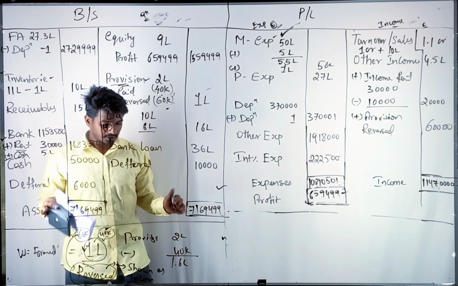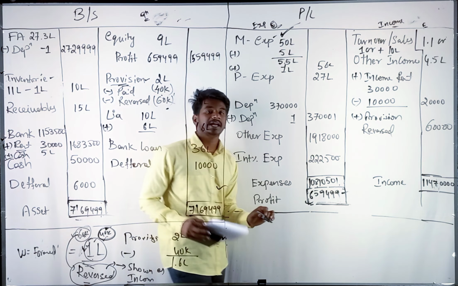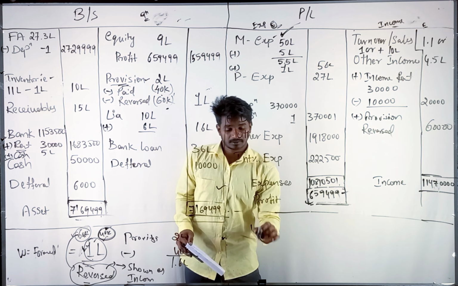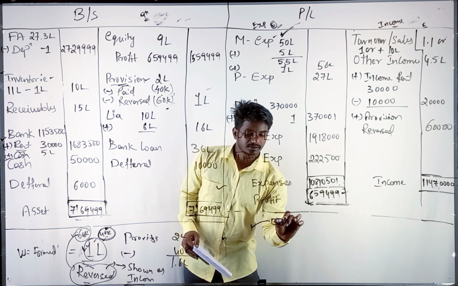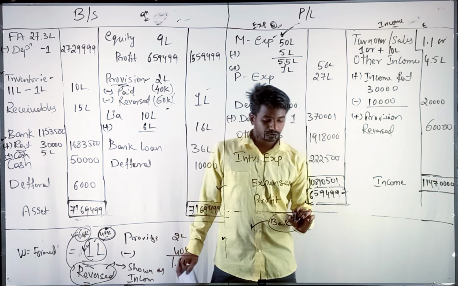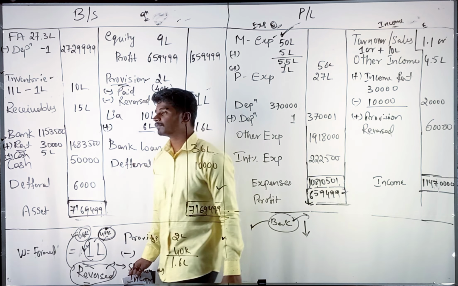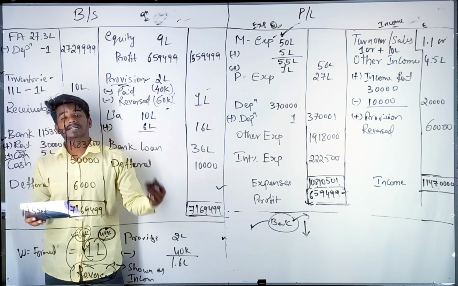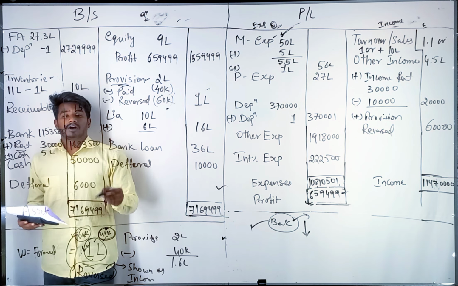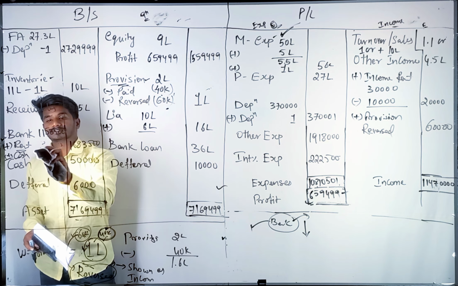Yes, obviously. If we pay 40,000, from where we will pay? From bank itself. From our bank itself. So if we pay to someone from our bank, the bank balance will get reduced. Is that correct? The bank balance will get reduced. Yes, obviously. Should I do these? Yes.